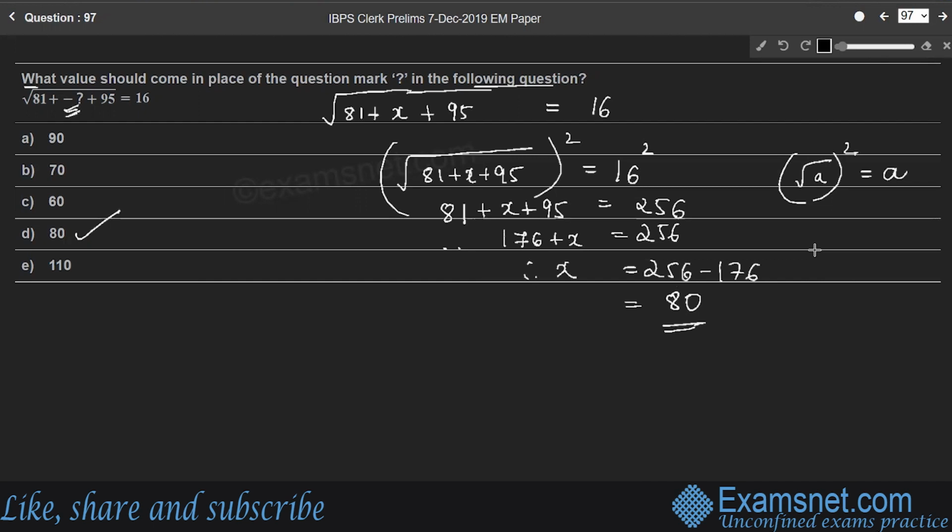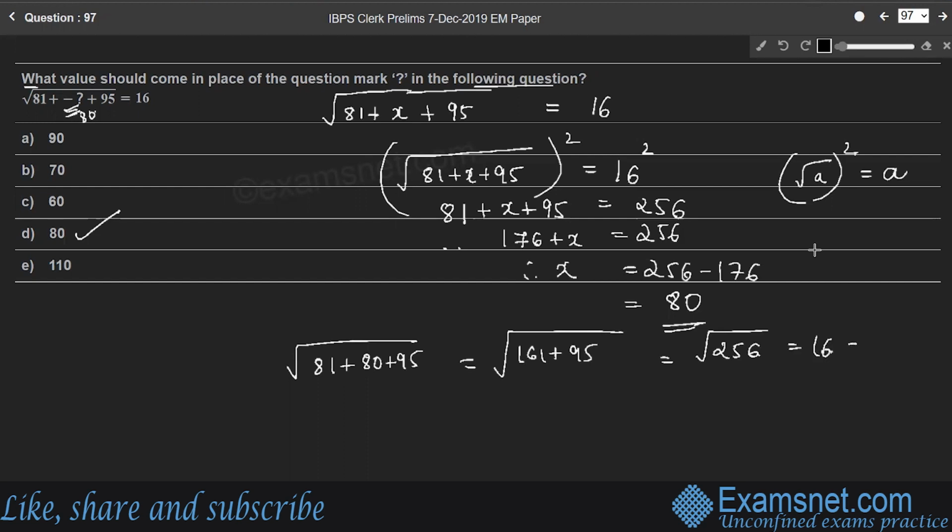So, in place of the question mark, the number should be 80. You can verify the answer. So, root of 81 plus the number, 80, plus 95 is equal to square root of 81 plus 80, which is 161, plus 95, which is 256. Root of 256 is 16, which is RHS. Therefore, the answer is verified, option D.